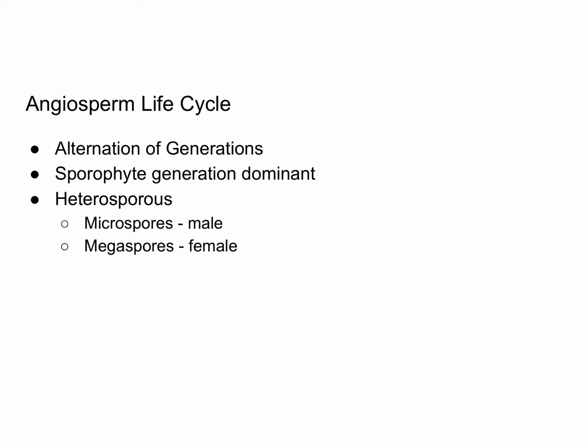As mentioned, the angiosperm life cycle includes an alternation of generations. And like all plants except for the non-vascular seedless plants, the sporophyte generation is the dominant generation. And by dominant, we just mean that it is the most noticeable. The sporophyte generation, remember, is multicellular, and the cells are diploid. And diploid just means that the cells have two sets of chromosomes.